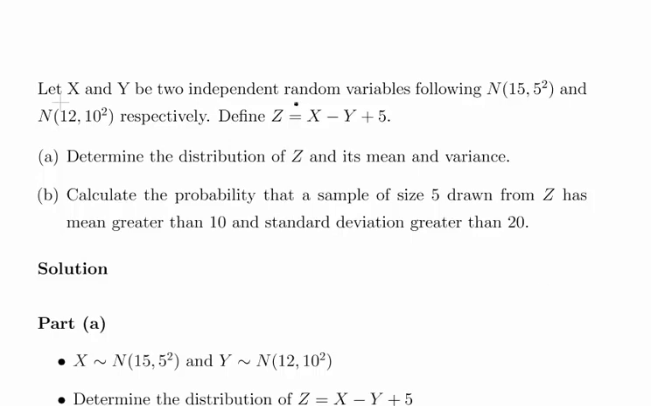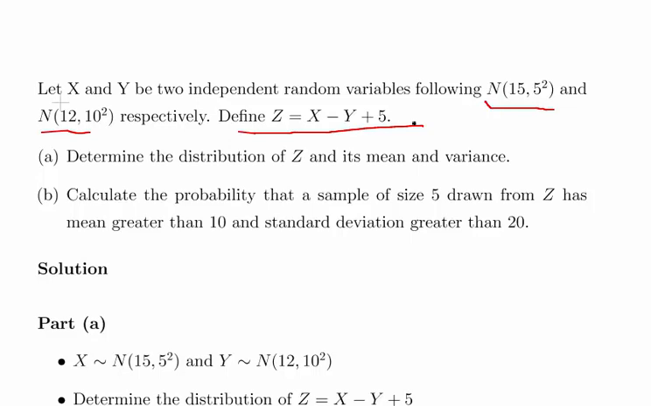In this presentation, we're going to look at combinations of normal random variables. Let X and Y be two independent random variables following normal distributions: X with mu equal to 15 and variance equal to 5 squared, 25, and Y with mu equal to 12 and variance equal to 10 squared, 100. We're going to define a linear combination of X and Y, which is Z, where Z equals X minus Y plus 5.